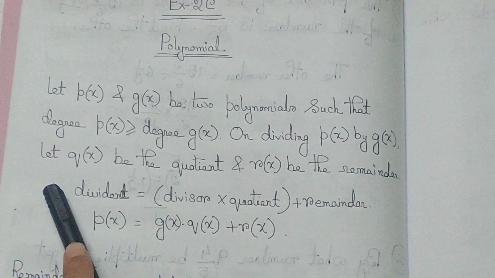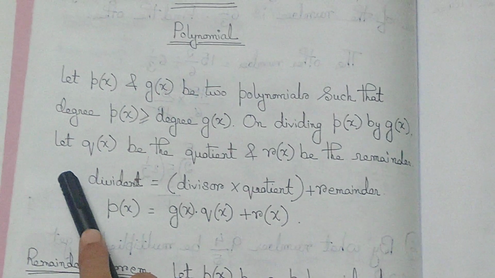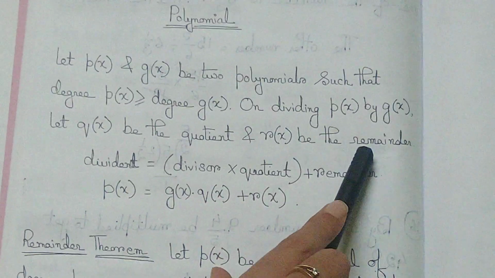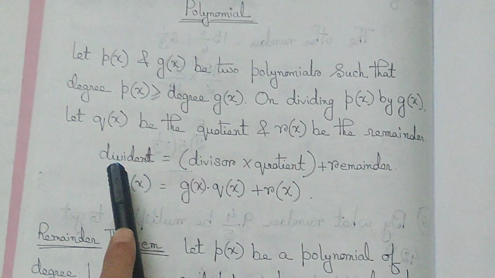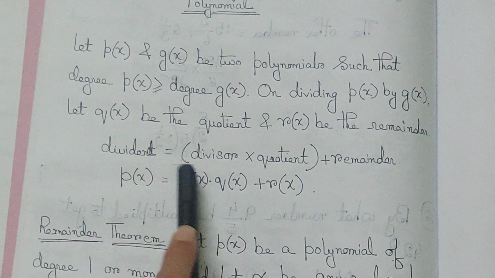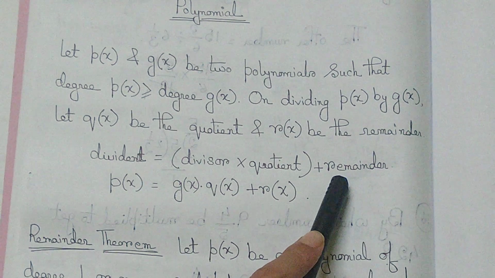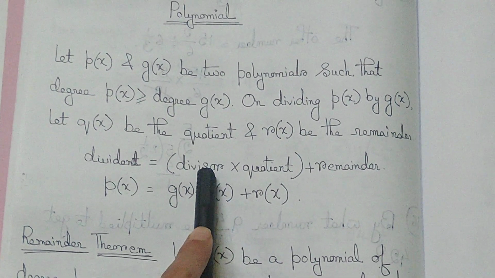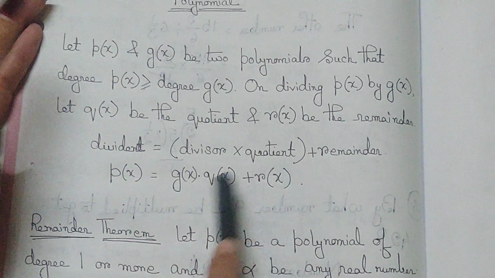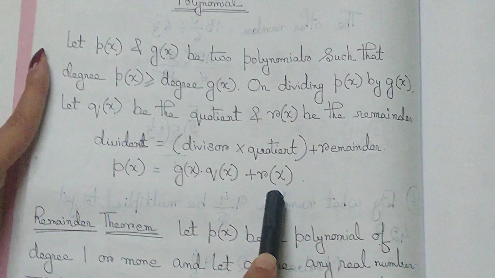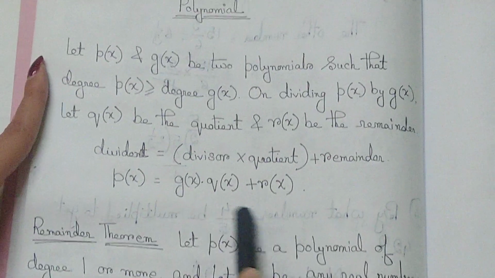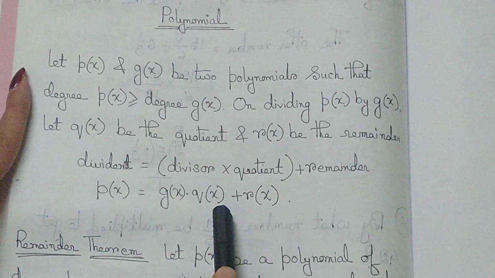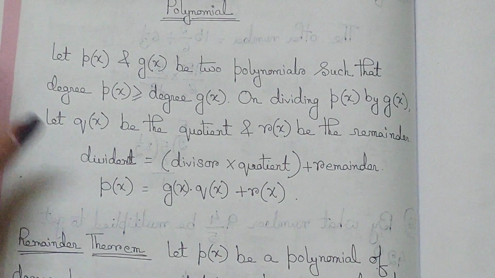We will get one quotient and one remainder. We represent the quotient by q(x) and the remainder by r(x). As you all know, dividend equals divisor into quotient plus remainder. Here the dividend is p(x), the divisor is g(x), the quotient is q(x) and r(x) is the remainder. So we can write p(x) equals g(x) times q(x) plus r(x).